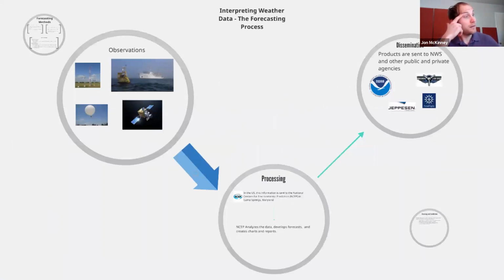There are lots of different ways to go about this. It starts first with observations. We have to make observations about the weather: what's the temperature, pressure, moisture? And then we do some processing, with supercomputers and forecasters, intelligent, trained human beings. Then they create weather products and disseminate those weather products to the rest of the world, so we all can have an idea what's going on out the window.